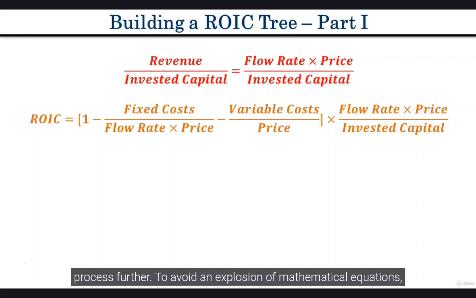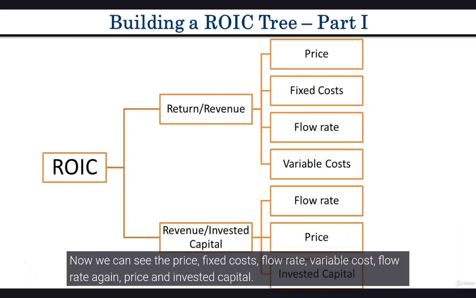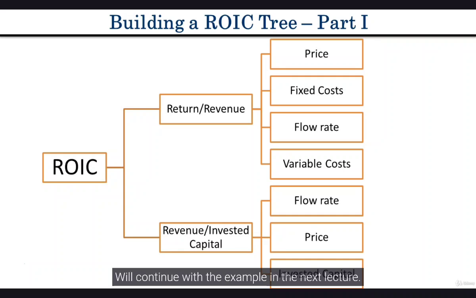To avoid an explosion of mathematical equations, we prefer to write them in three forms. This is the tree form for the return on invested capital. Now we can see the price, fixed costs, flow rate, variable cost, flow rate again, price, and invested capital. We will continue with the example in the next lecture.